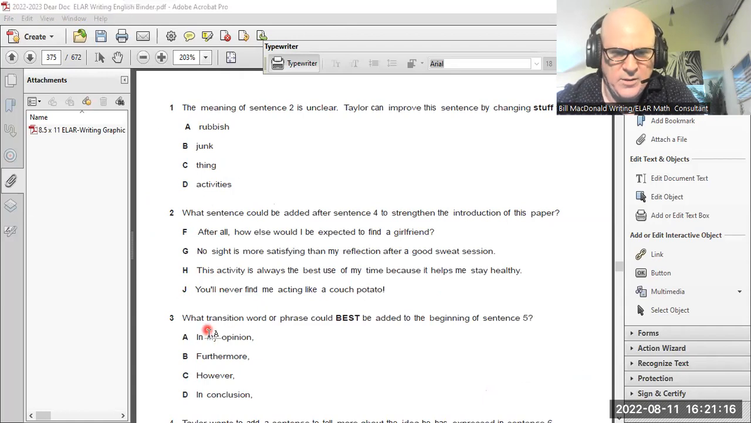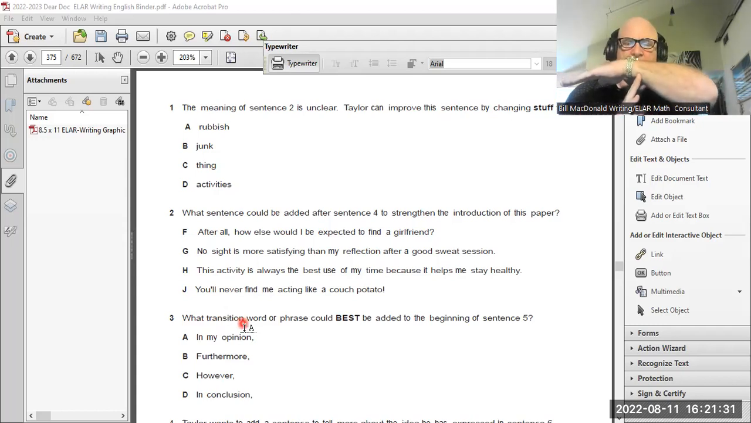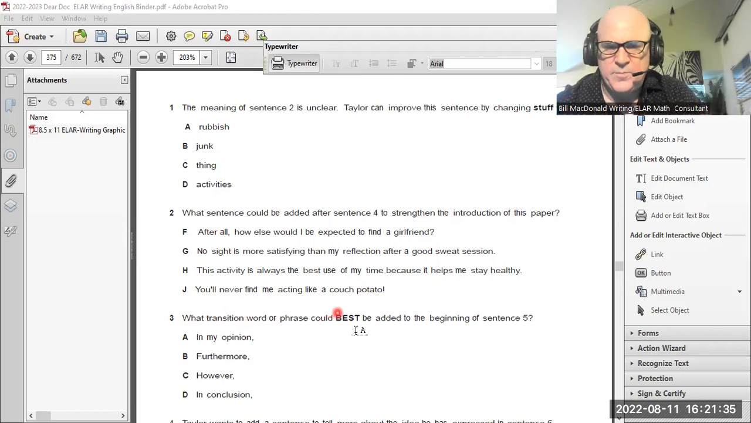We'll kind of read along there. Winners move three things: their eyes, their mouth, and track with their mouse. What transition, ding, ding, ding, make them do that, teeter-totter, seesaw, word or phrase could best be added at the beginning of sentence 5? Okay, in my opinion, which is one that I was telling you to watch for.